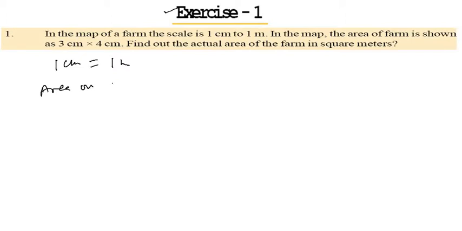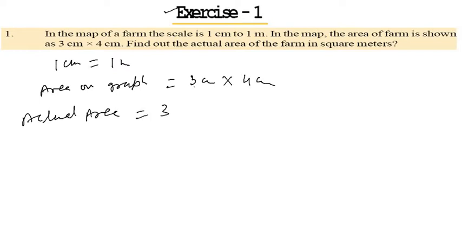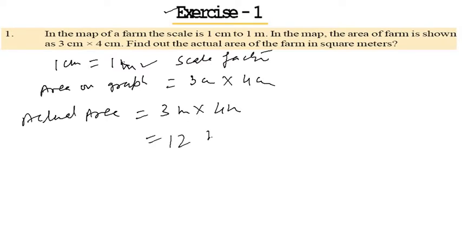Area on map, that is 3 centimeter into 4 centimeter. So actual area is equal to 3 meter into 4 meter, by this scale. It is the scale factor. Now multiply these. So it is 3 into 4, 12 meter square, and that will be your answer.